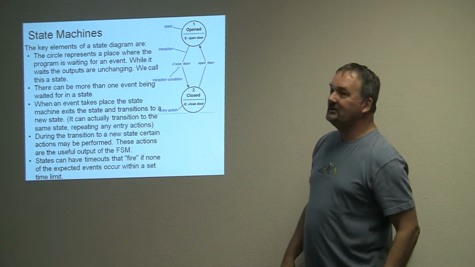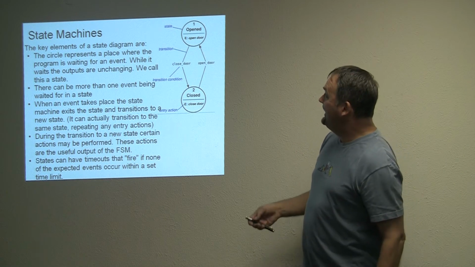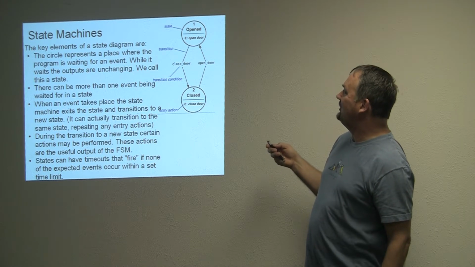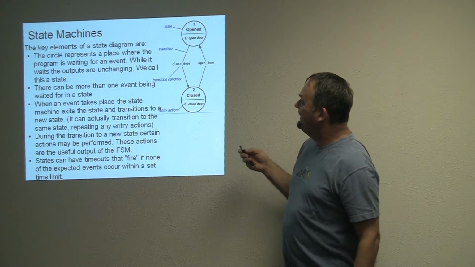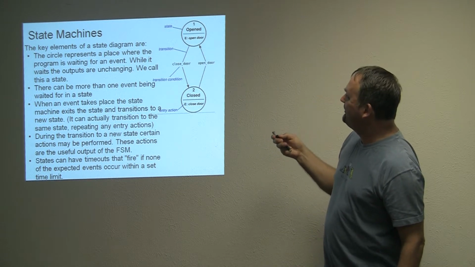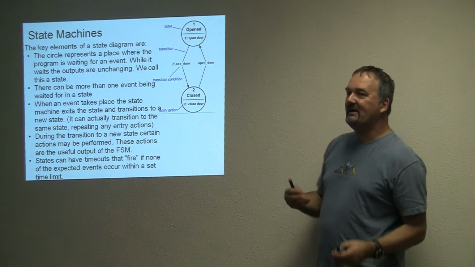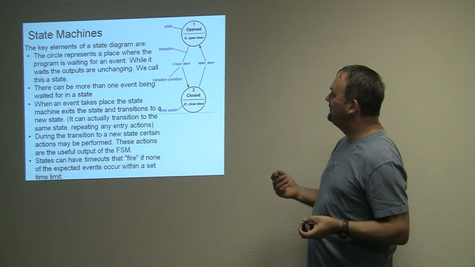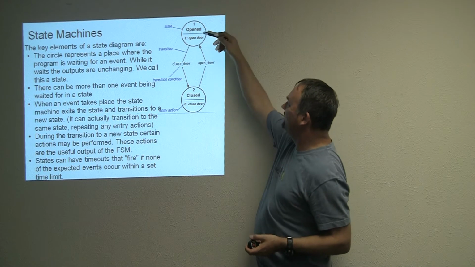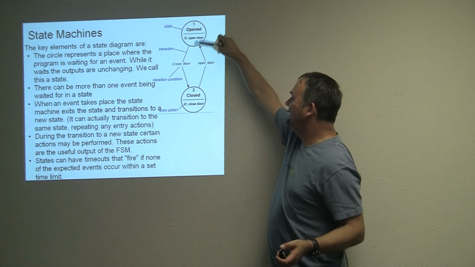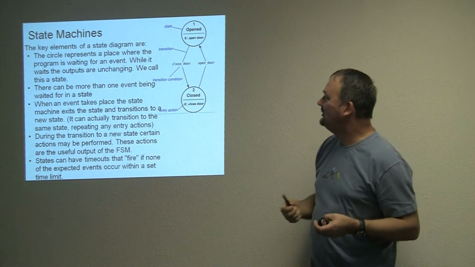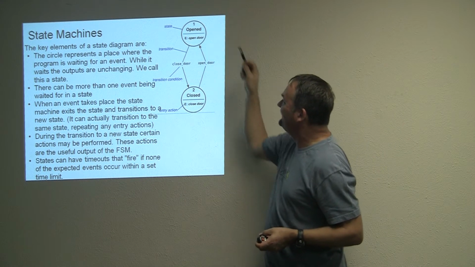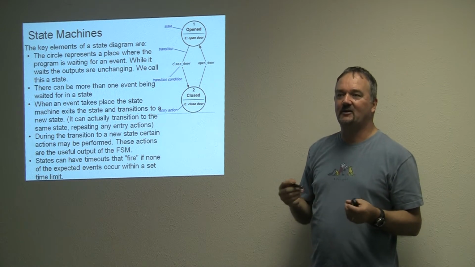So let's talk about how you design a state machine. You typically start with a state diagram where the circle represents a place where the program's waiting for an event to happen before it changes to a different state. So the program has the concept of an internal state, and perhaps the door might be opened or closed. And while it waits in that state, the outputs are unchanged. They're not changing.